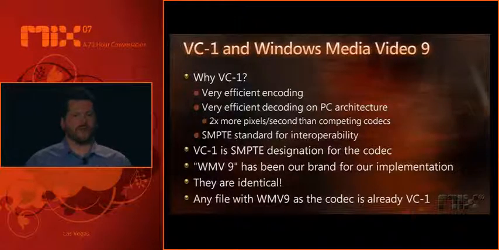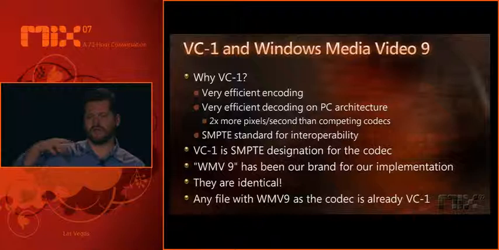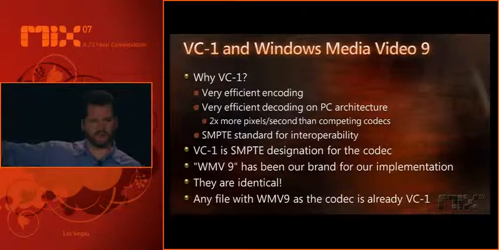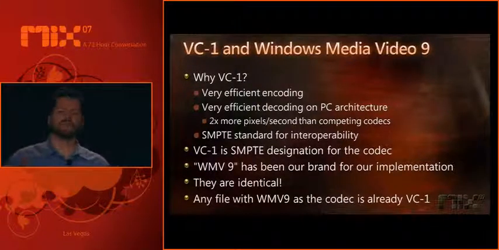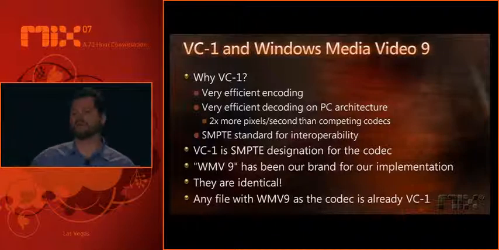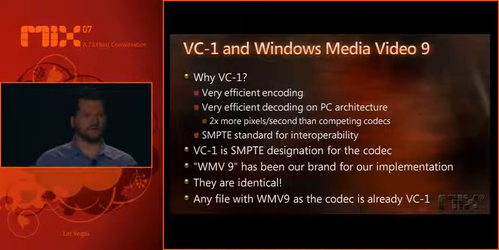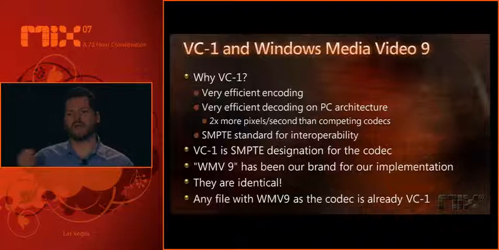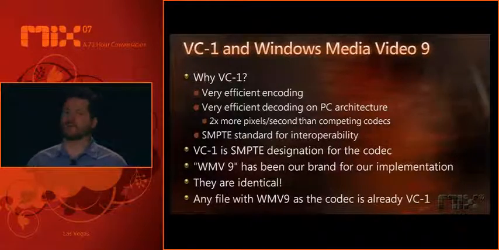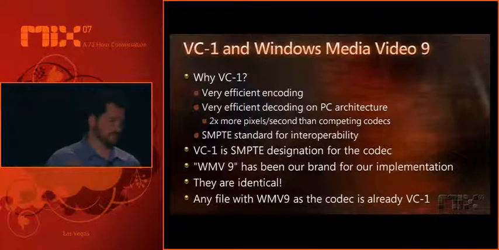So the general rule of thumb is we have about twice the performance, measured in terms of how many pixels per second we can push to the screen. Given a set of hardware, a given slice of CPU time, we can push about twice as many pixels to the screen in the same amount of time as competing codecs do. So it's pretty big. That means we're able to do HD on hardware that can only do SD in other codecs, which is a good thing.